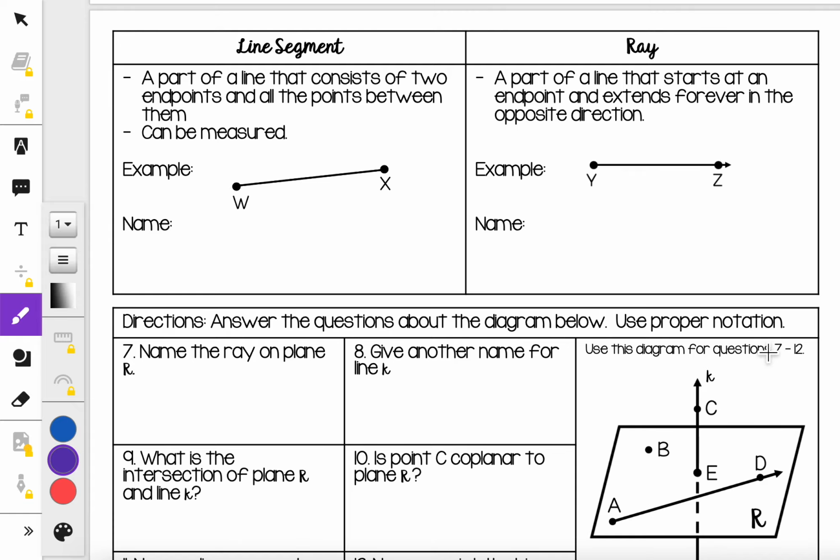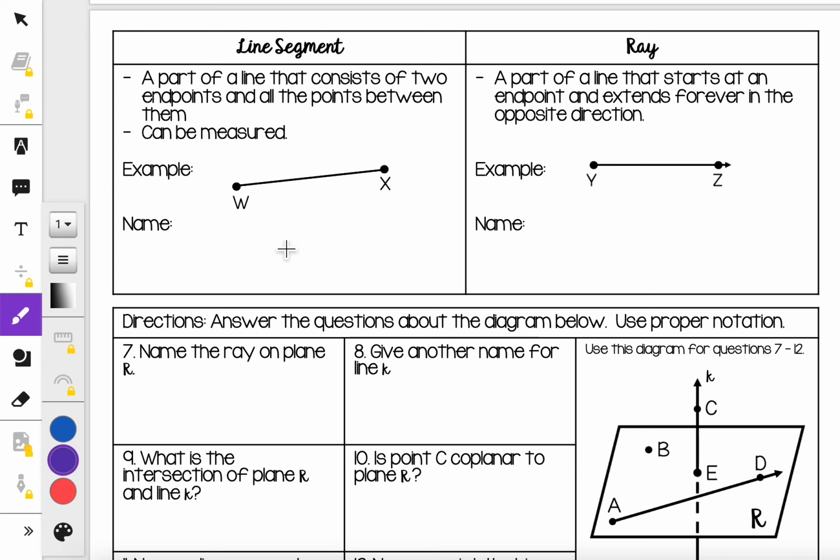Okay, so let's learn 2 more geometric terms. So the first one we're going to talk about is a line segment. So a line segment is a part of a line that consists of 2 endpoints and all of the points between them. A line segment can be measured. So I could take out a ruler and I could measure this line segment and find out that it's 1.5 inches long or something like that. Okay, so a line segment can be measured. That's the first geometric term that we are going to talk about that can be measured, and it is a part of a line, okay?